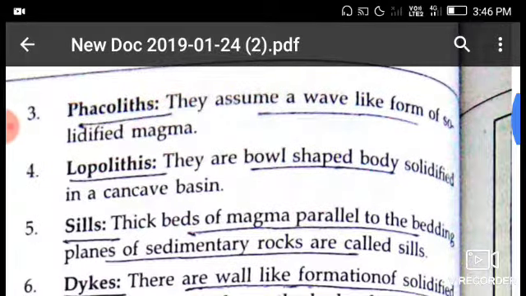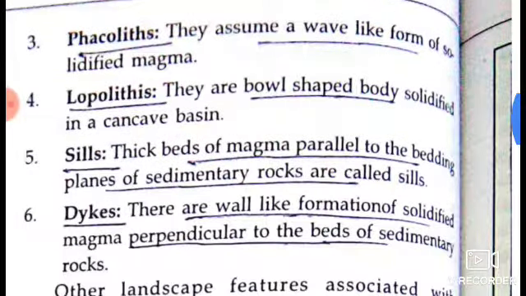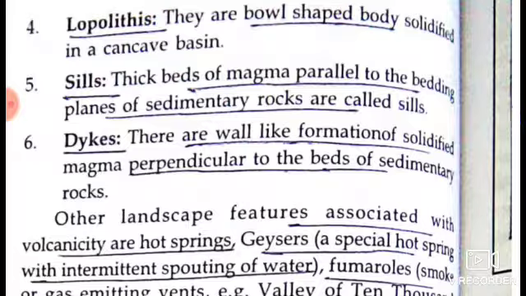Laccoliths assume a dome-like form of solidified magma. Lopoliths are bowl-shaped bodies solidified in a concave basin. Sills: these thick, broad beds of magma parallel to the bedding planes of sedimentary rocks are called sills. Dikes are wall-like formations of solidified magma perpendicular to the beds of sedimentary rocks.